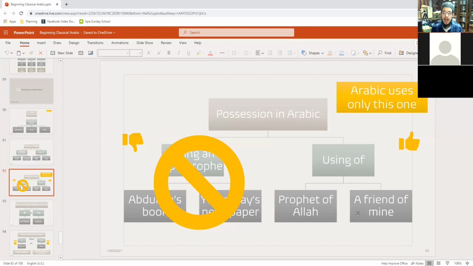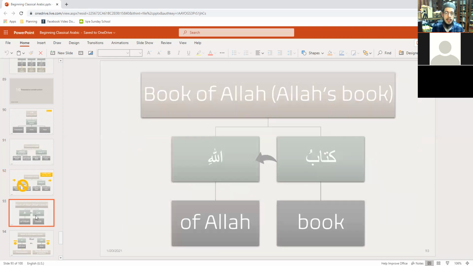If I say the prophet of Allah, who is being possessed and who is the one possessing? The one being possessed comes first, the prophet, sallallahu alaihi wasallam. And the one that is doing the possessing comes second, of Allah. We're going to take that pattern and make a factory of possessive constructions and just do one after another, until we get used to it. We're going to have a lot of practice today with that, inshallah ta'ala.